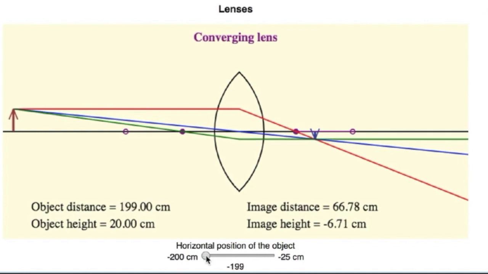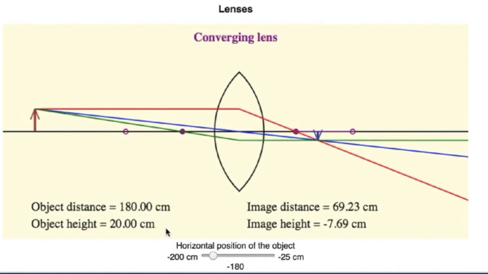So we can change the object distance, so it's gone from 200 to 180, and then we can see what would happen to something like the image height. So we could do an experiment to say, how does the object distance, how does the distance from the object to the lens affect the height of the image. Now it says minus 7.69, and it says minus because actually it's not pointing up, it's pointing down. So it's an inverted image, and this is what happens with converging lenses. So as the light comes in, the image that's formed is upside down.